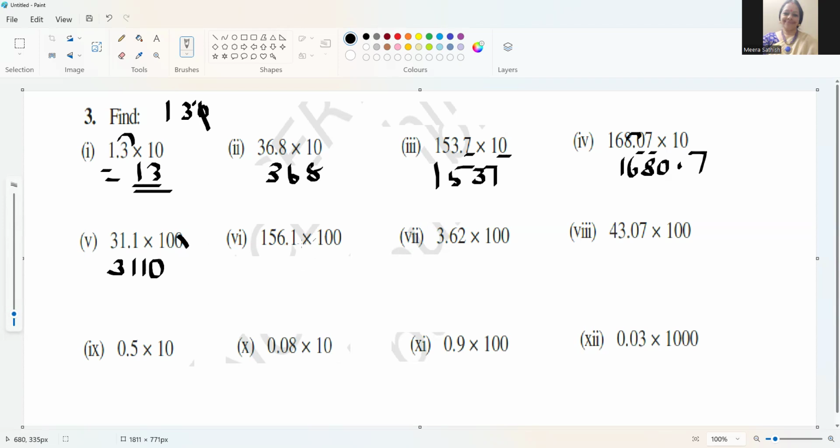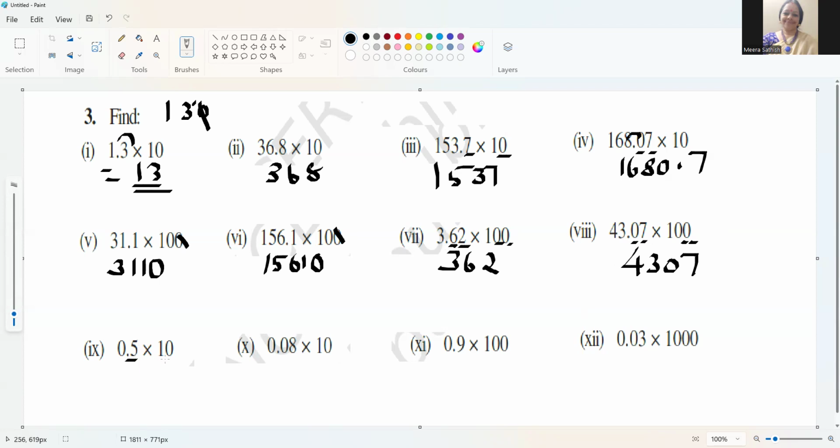Again, one decimal, one 0 cancels. So this will become 1561. Now one more 0 is there, that you add here. Here 20, 2 decimals, 2 zeros cancel, 362. Here again 2 decimals, 2 zeros cancel, 4307.